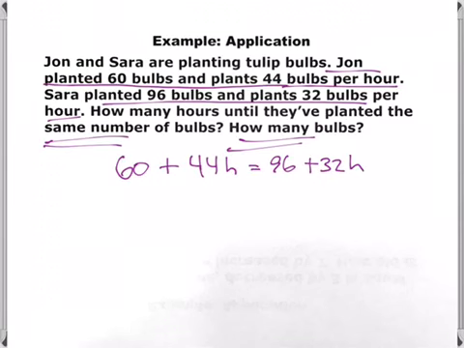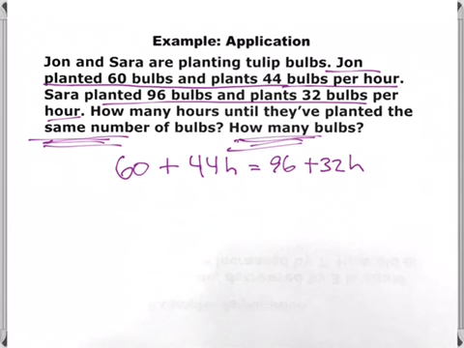So you have to create two statements in order to create this equation. Your first expression is 60 plus 44h, meaning that John planted 60 bulbs and plants 44 bulbs per hour. Sarah, on the other hand, has the other expression, which would be 96 plus 32h, 32 bulbs per hour. And they're looking to see when they will have planted the same number. So they're setting them equal. Anytime you're looking to know when two quantities are going to be the same, you're generally comparing them by setting them equal to one another.